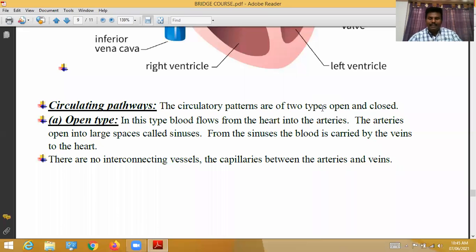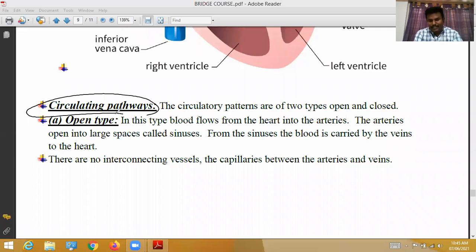Next, before entering into other points, we have to see one general point: circulatory pathways. In the animal kingdom, there are two types of circulatory pathways we have to discuss. One is the open type of circulatory system, and the other is the closed type of circulatory system.